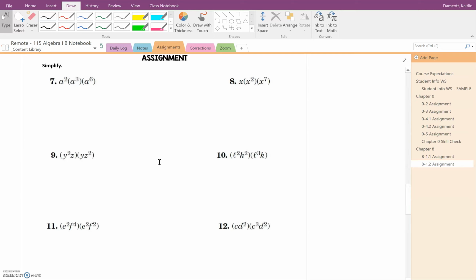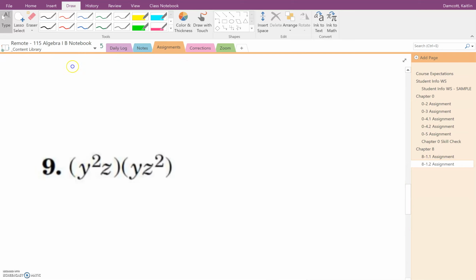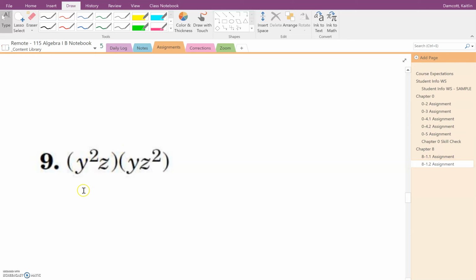In number 9, there are no coefficients. And when I say coefficients, I just mean the numbers that are out in front of your variables. So you don't have to worry about finding numbers and putting numbers together. You just need to put the y variables together and the z variables together. So I'm going to start by doing that.